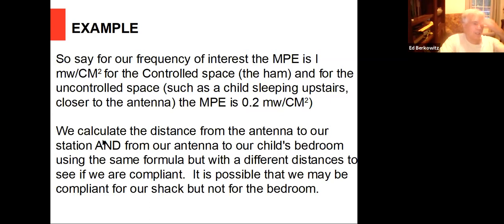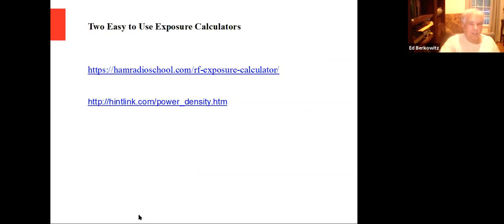So in a few minutes, I'm going to show you how we would calculate the distance from our antenna to our station, and also from our antenna to our child's bedroom. I'm just using an example, using the same formula but with a different distance to see if we're compliant. It's very possible we may be compliant for our shack, but not for the bedroom. Or vice versa, our shack might be in an attic, and a child's bedroom might be in the basement.